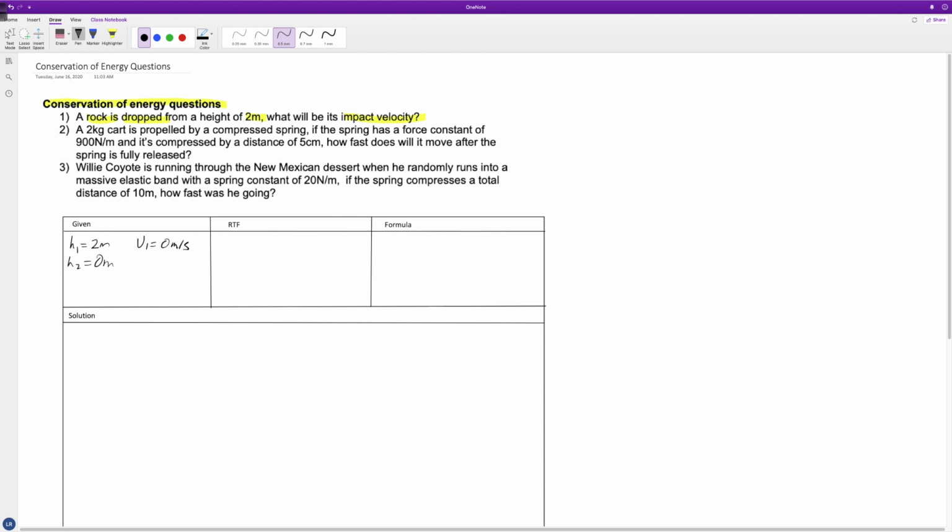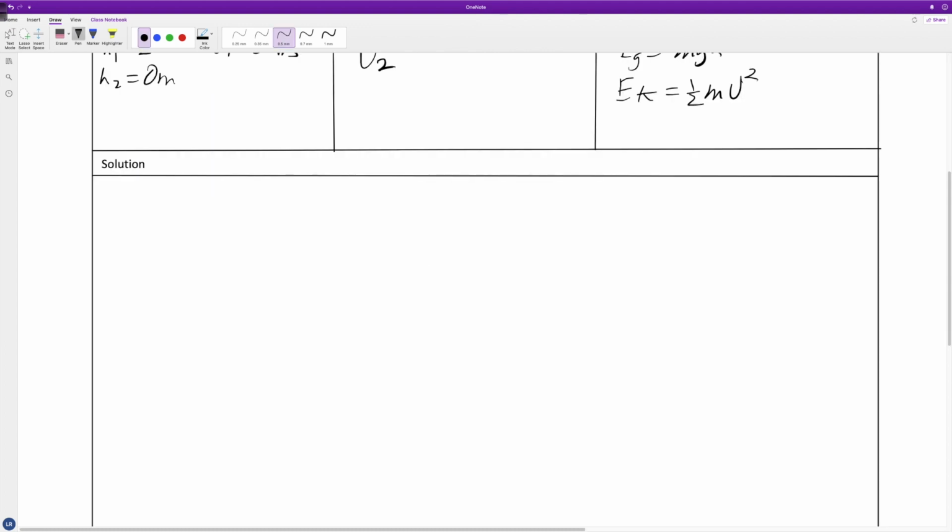Okay, so how do we solve a particular problem like this? Well, what we're trying to find is the final impact velocity. So we're looking for the V2. Well, I know that the gravity formula is equal to mgh, and I know the kinetic energy formula is equal to 1/2 mv squared. So to get a good sense of this question, we're going to draw a diagram.